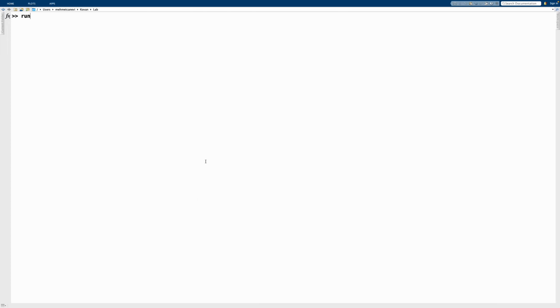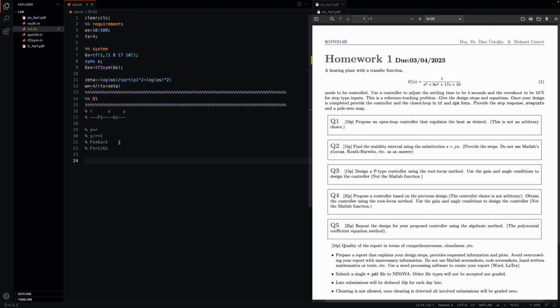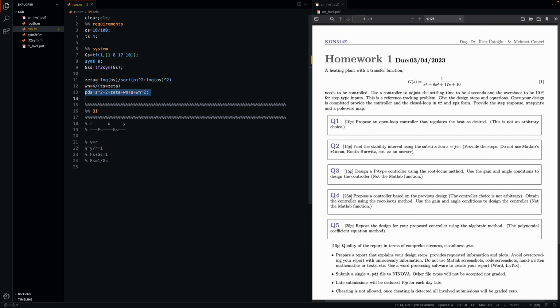Now, if I run this, we see that the zeta value is 0.5912 and the omega n value is 1.6916. Now, we kind of want to form a polynomial. Usually we do this in controller design, not for open loop, but for closed loop. And our ideal transfer function, or a transfer function that has this behavior, has actually this characteristic polynomial.